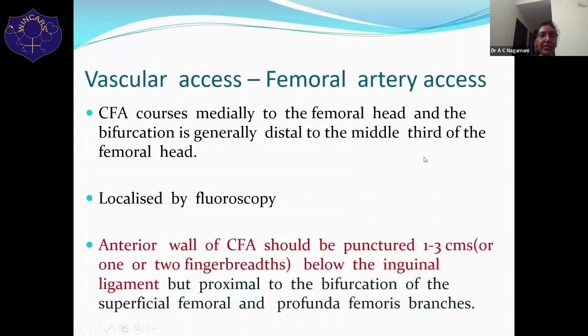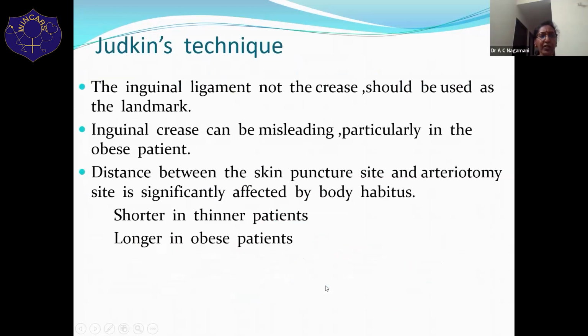So where do we puncture the femoral? It's the anterior wall of the common femoral artery, which should be punctured 1 to 3 centimeters below the inguinal ligament, but proximal to the bifurcation. So the inguinal ligament should serve as the landmark, not the crease. The inguinal crease can be misleading, especially if the patients are obese. The distance between the skin puncture site and arteriotomy site is significantly affected by body habitus. It is shorter in thinner patients, and in obese patients, we need to go full length to get the puncture.